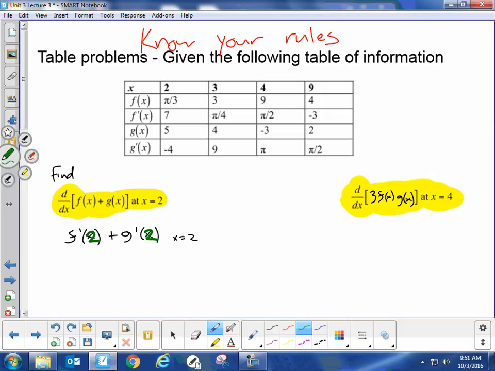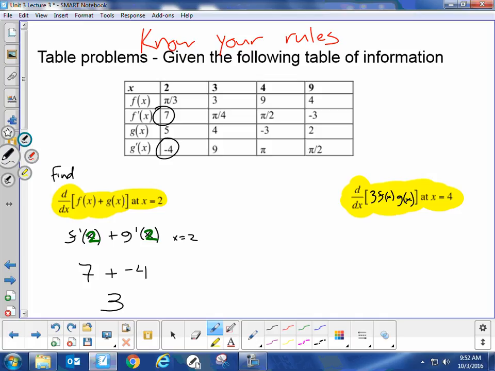Right? Simple. Well, in our table, we can find f prime of 2. Here's f prime when x is 2, I get 7. Here's g prime of 2, negative 4. And that's how we get the information from our table to get our answer. It's a numerical answer. Sometimes we can simplify it like this. Sometimes we'll have pi's and we can't simplify it. Okay?